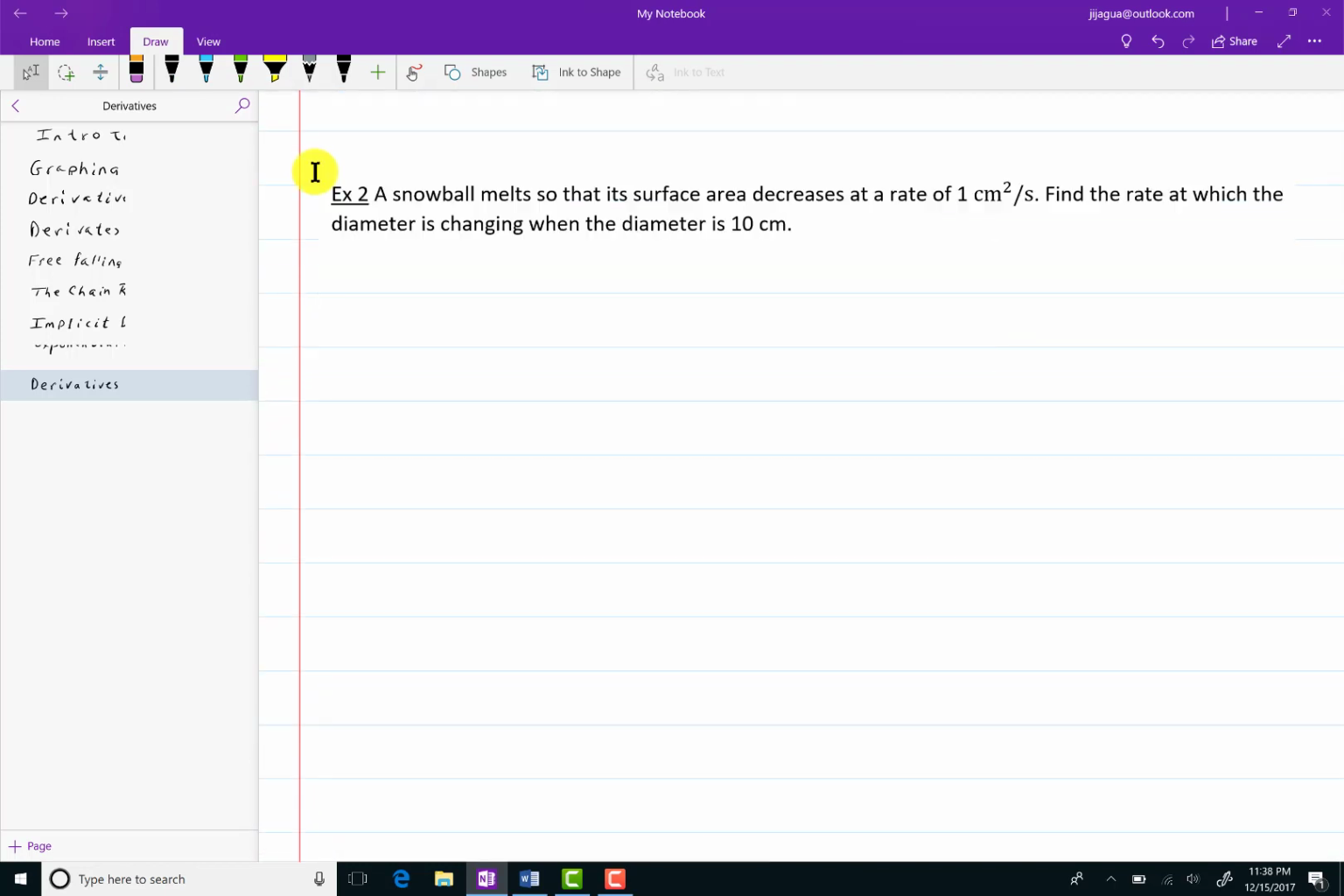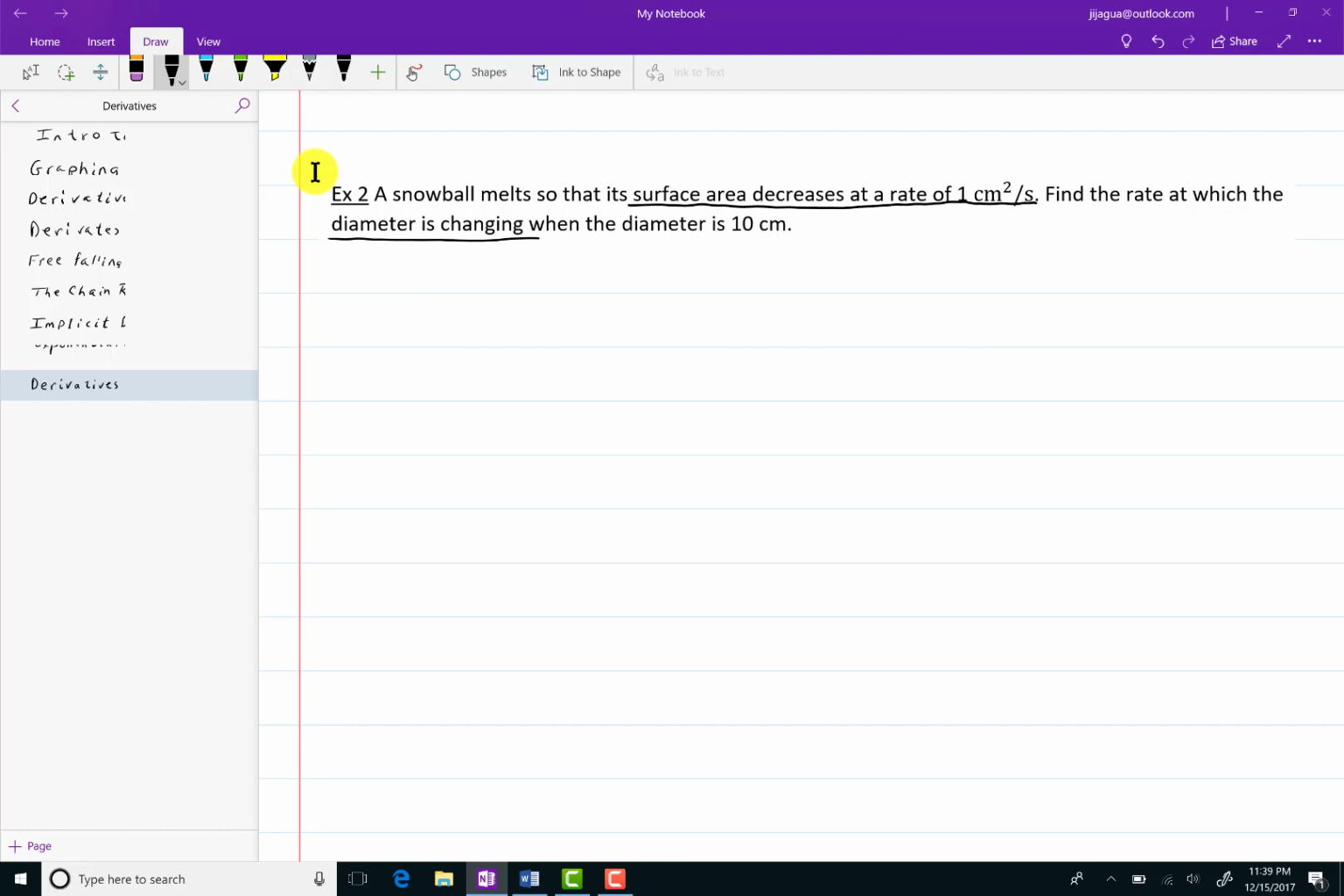All right, a snowball melts, so the surface area decreases at a rate of 1 centimeter squared per second. Find the rate at which the diameter is changing when the diameter is 10 centimeters. The surface area is decreasing at a rate of 1 centimeter squared per second. Find the rate at which the diameter is changing when the diameter is 10 centimeters.